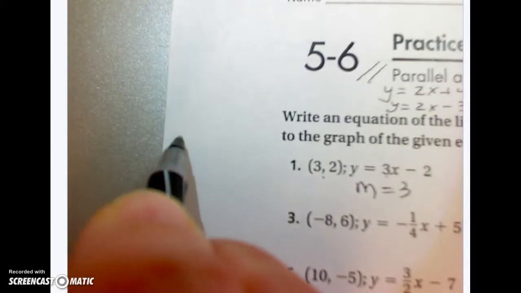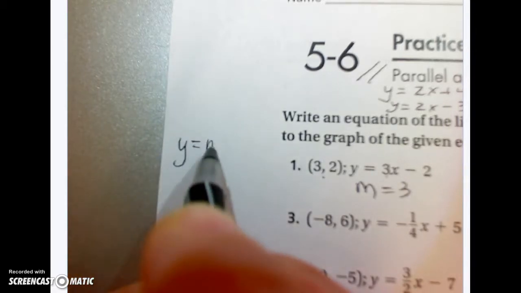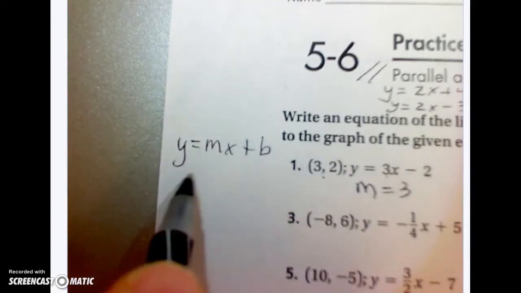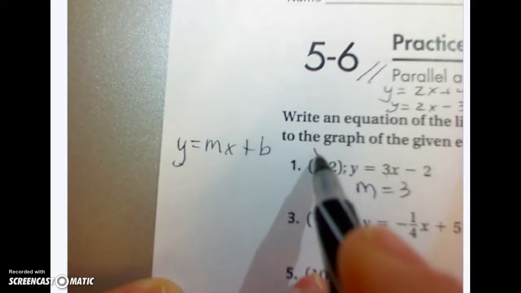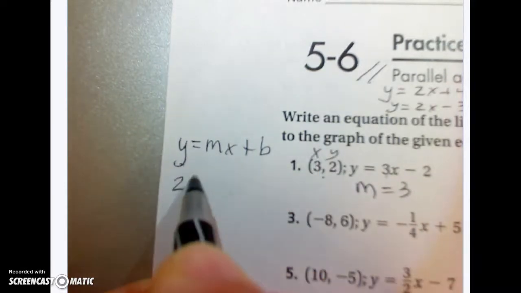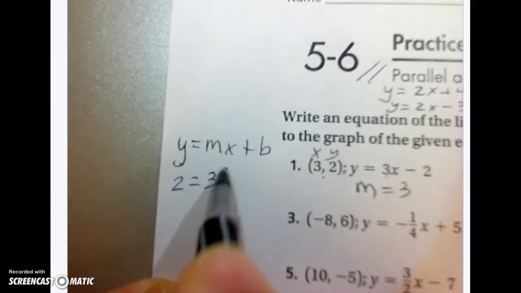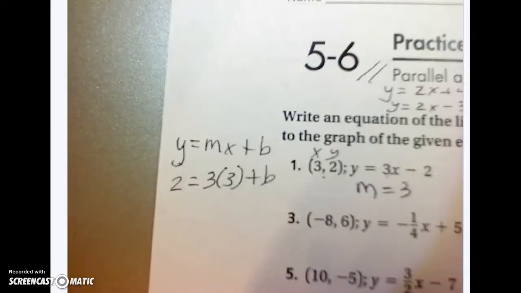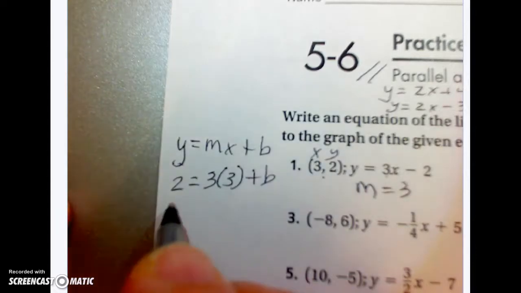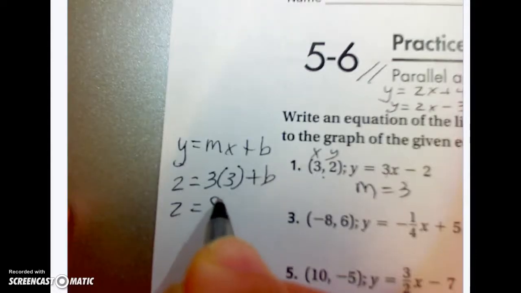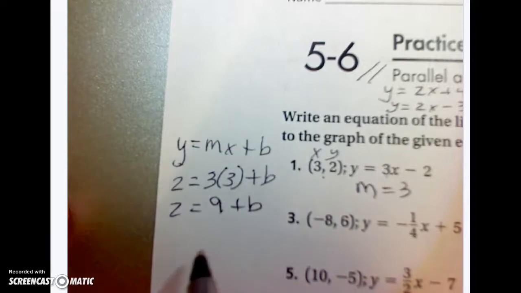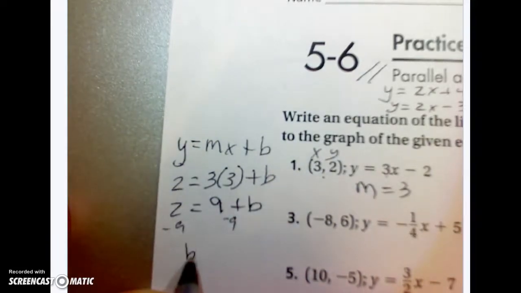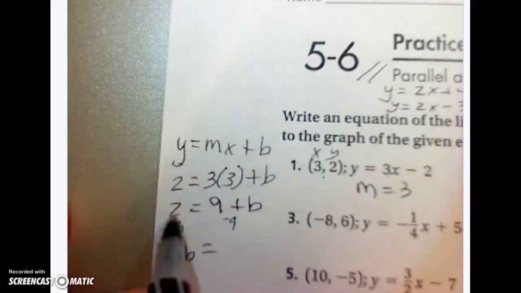So I'm going to use y is equal to mx plus b. Here's my x and my y, is 2. My slope is 3. My x is 3. And I'm trying to find out what my intercept is. So I do my algebra. 3 times 3 is 9. And then I'm going to subtract 9 from both sides. So b is equal to -7.